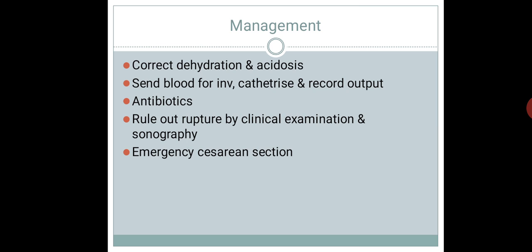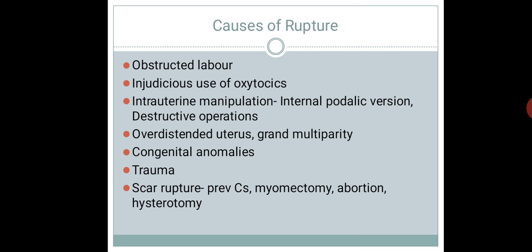Management of obstructed labor, yes, you have to correct the dehydration and acidosis, send blood for investigations, catheterize and record the output. Antibiotics have to be started, rule out rupture by clinical examination and by sonography, and the management is an emergency cesarean.